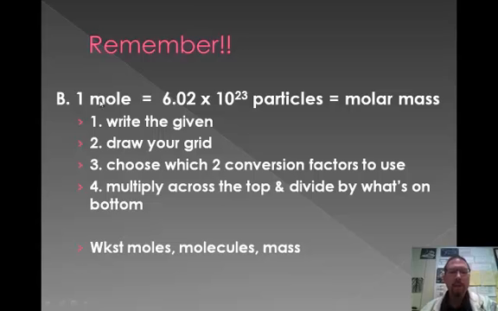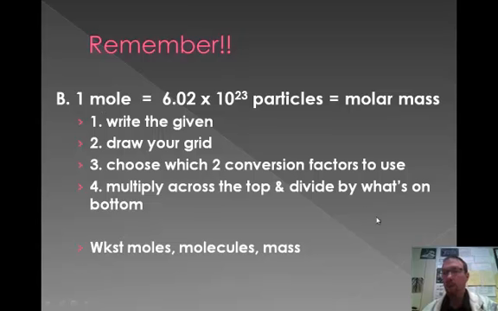To go from moles to grams, or moles to particles, or particles to moles, or grams to moles, you're always going to start by writing down what you're given. You're going to draw your grid, and we'll look at some examples of that here in a minute. You're going to choose a conversion factor. For example, 1 mole equals the molar mass of something, or 1 mole equals that many particles of something, and then you're going to set it up to where you can cancel. The unit that you start with is going to end up on the bottom of that conversion factor, and I'll show you that here in just a minute. And then it's very easy. You multiply by what's on top, you divide by what's on the bottom.